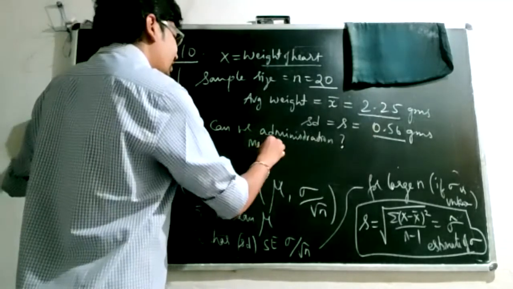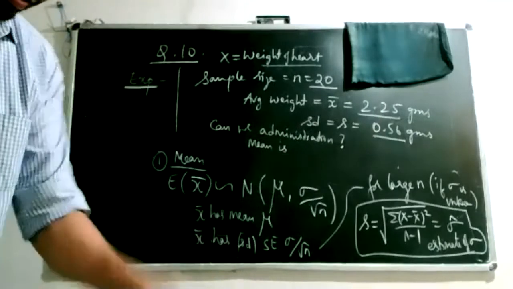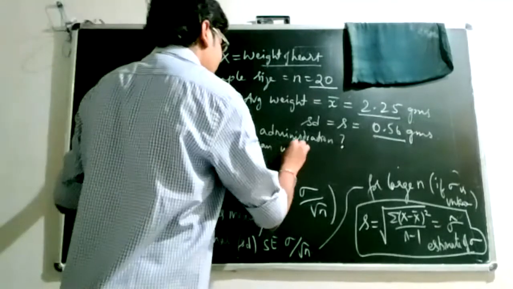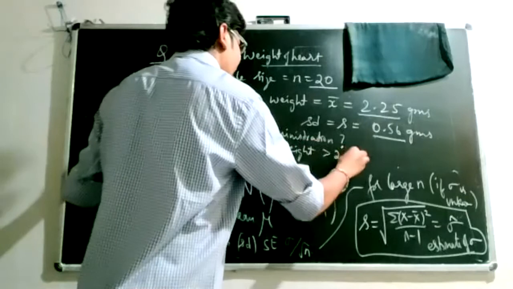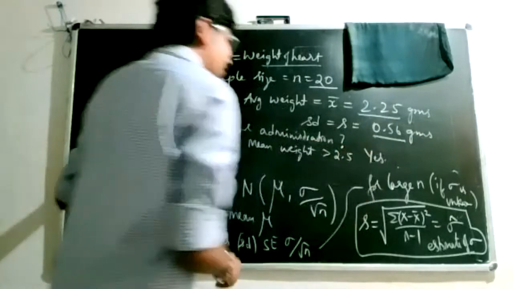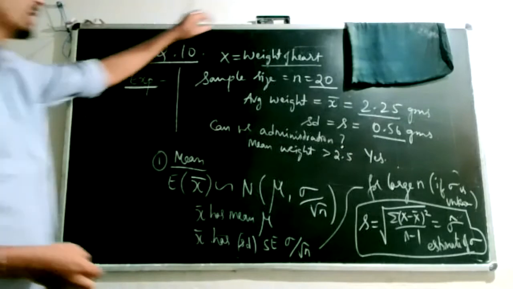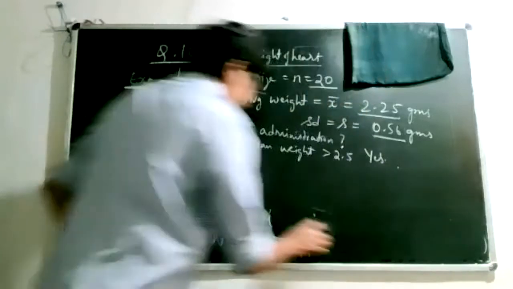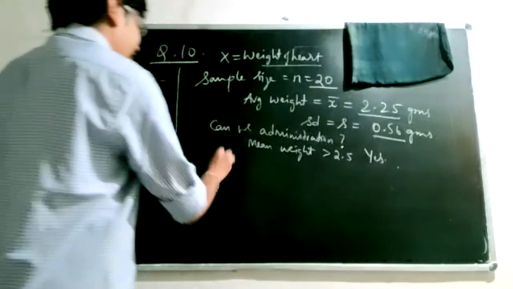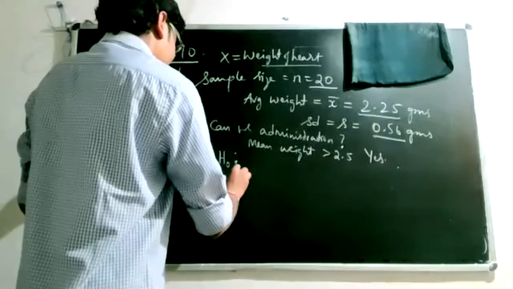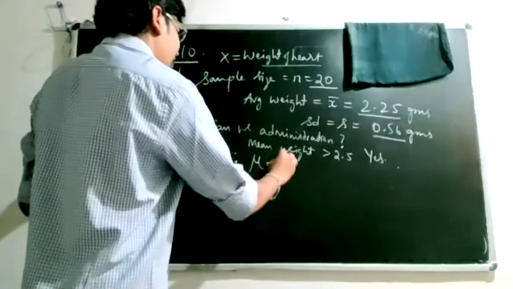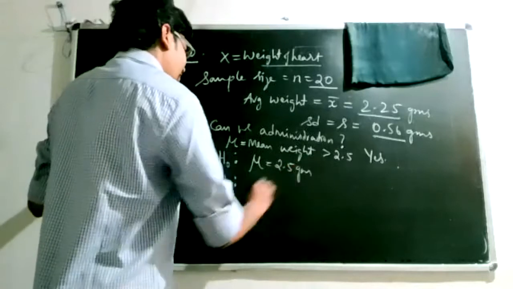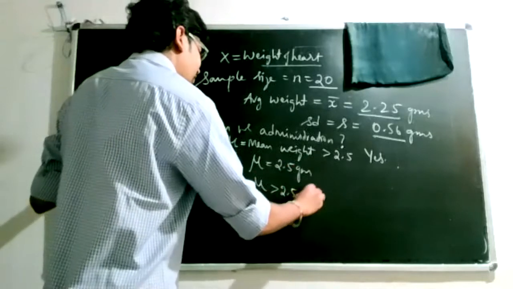If your mean weight is more than 2.5 grams, in that case we can say yes, administer the drug to the remaining rats. Otherwise, no. So we are testing whether the population mean is more than 2.5. So we say mu equals mean weight is 2.5 grams. Mean weight has gone up to 2.5 grams.